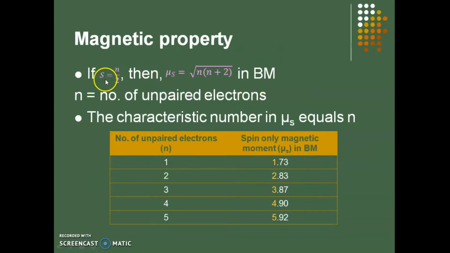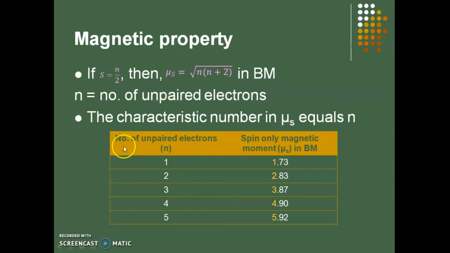Now, if S is equal to n by 2, that is, the total spin can be given as the number of unpaired electrons divided by 2, then the spin-only formula will become root of n(n+2). This is expressed in Bohr magnetons, where n is the number of unpaired electrons.